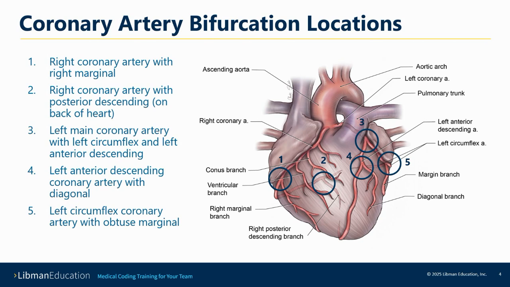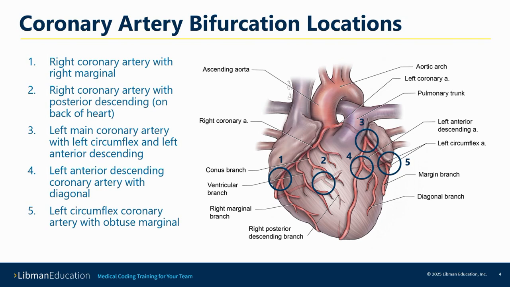Next, the left coronary, which is also called the left main coronary, then branches into two branches, each of which does some branching of its own. Number 3 is the left main coronary branching into the left anterior descending that comes down the middle of the left side of the heart and into the left circumflex that goes around the bottom of the left atrium. Number 4 is the left anterior descending branching into the diagonal artery. The last one, number 5, is the circumflex branching into the obtuse marginal artery.